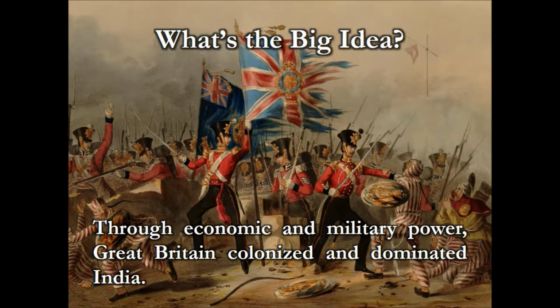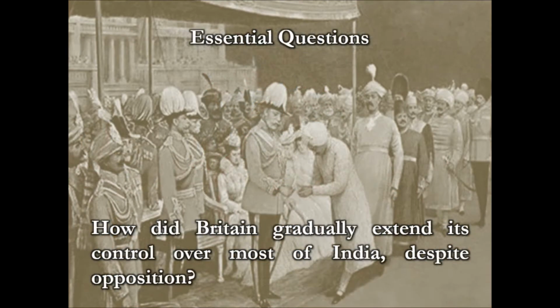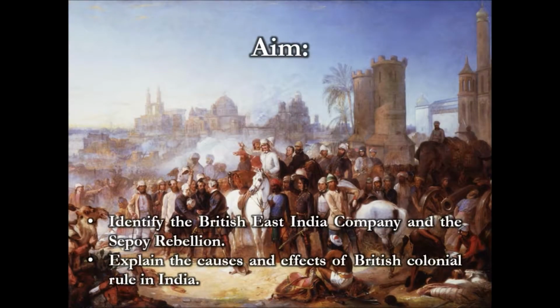Next lesson in imperialism takes us to India. The big idea for this lesson: through economic and military power, Great Britain colonized and dominated India. The essential question: how did Britain gradually extend its control over most of India despite opposition? The aim of the lesson: identify the British East India Company and the Sepoy Rebellion, and explain the causes and effects of British colonial rule in India.